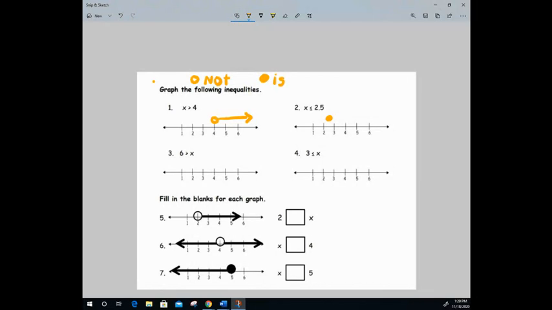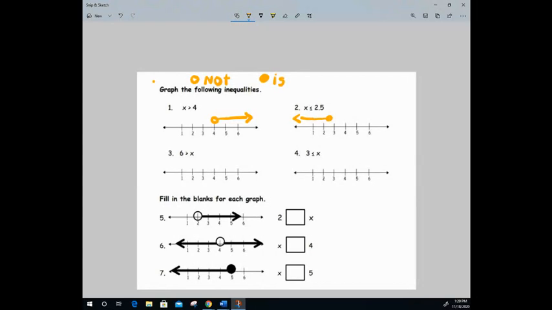Now we just need to figure out which way our arrow is going to go. Because our arrow represents x, it says x is less than. So what are some numbers that are less than 2.5? That would be 2, that would be 1, so on and so forth. So our arrow is going to be going towards the left.